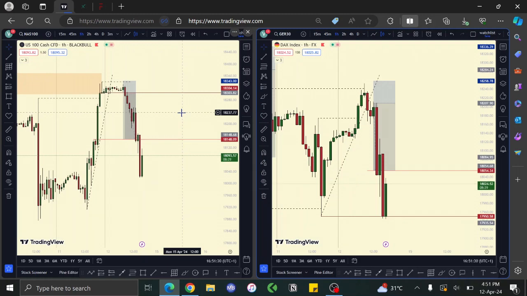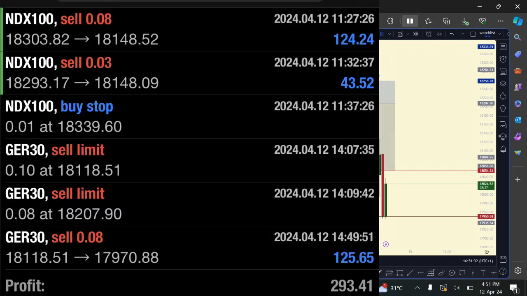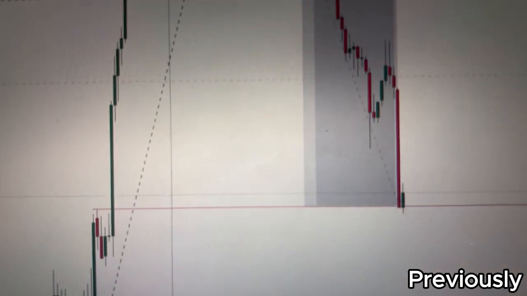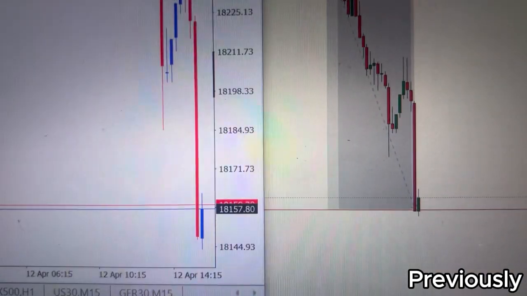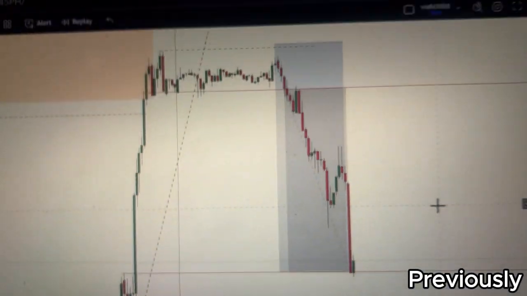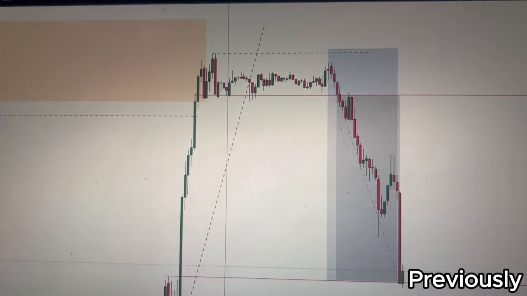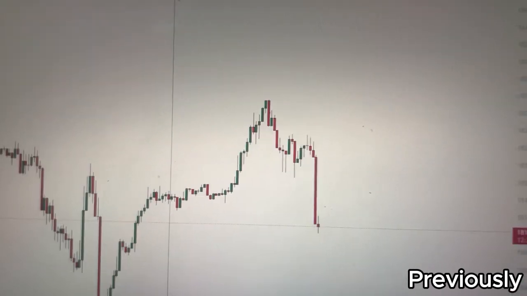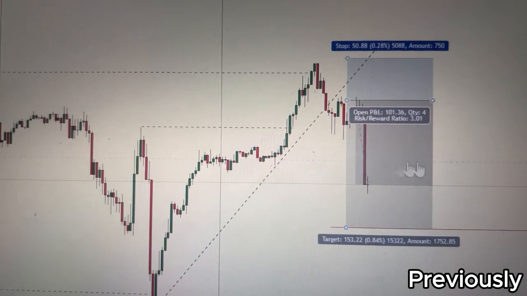Alright guys, as you all can see, I just made $290 profit trading Nasdaq and German 30. Nasdaq, the profit just got hit at this point. The profit hits and $167 profit made on Nasdaq. Why German 30? German 30 is approaching TP at 1 to 3.